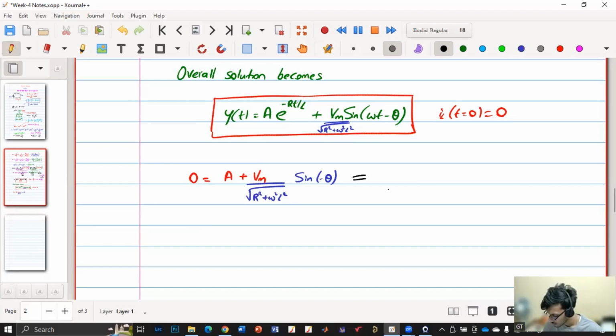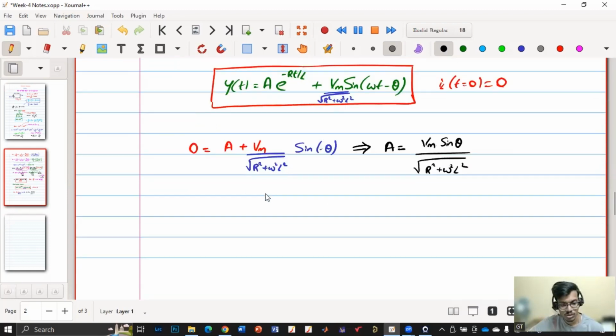What is the value of A? Can you calculate? Vm sin theta divided by square root of r square plus omega square L square. Yes. So minus minus will become plus. So it will be Vm sin theta by square root of r square plus omega square L square. So now I will back substitute it to get the overall solution.